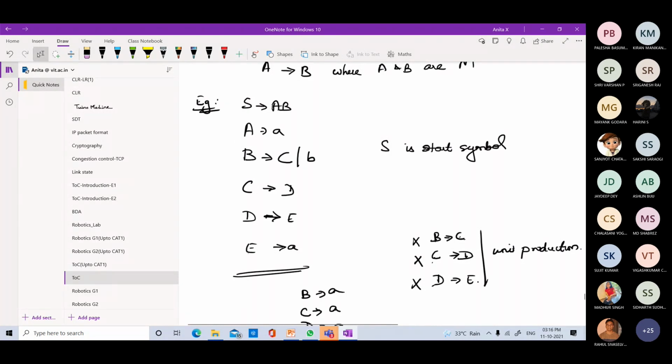From S, I can directly reach A and B. From B, I can reach C. From C, I can reach D. From D, I can reach E. In the sense, I can reach C from S. Similarly, from C, I can reach D, so D is reachable from S. From D, I can reach E, so E is reachable from S. Do you all agree with this?